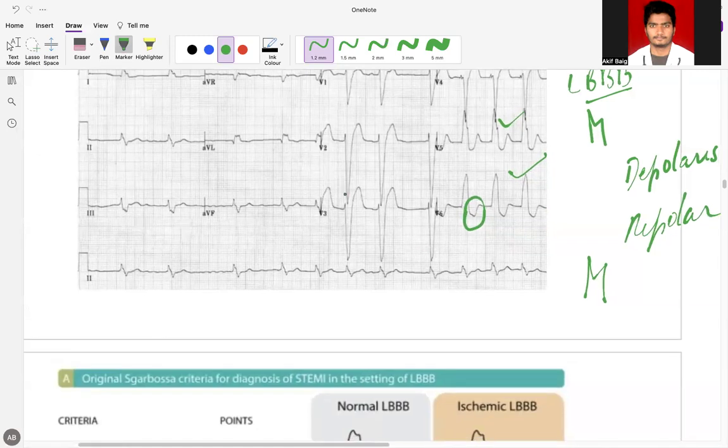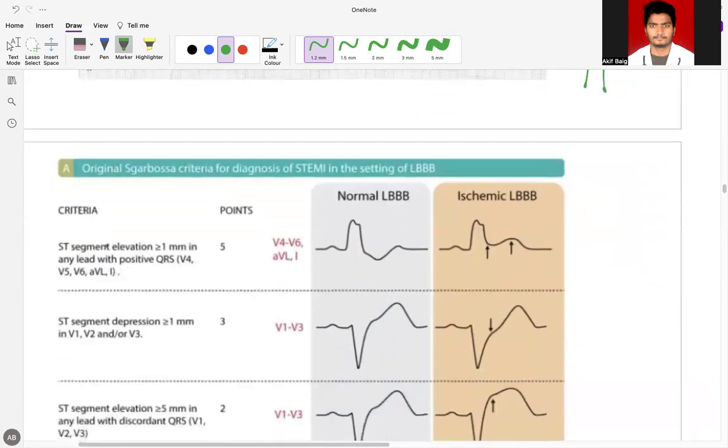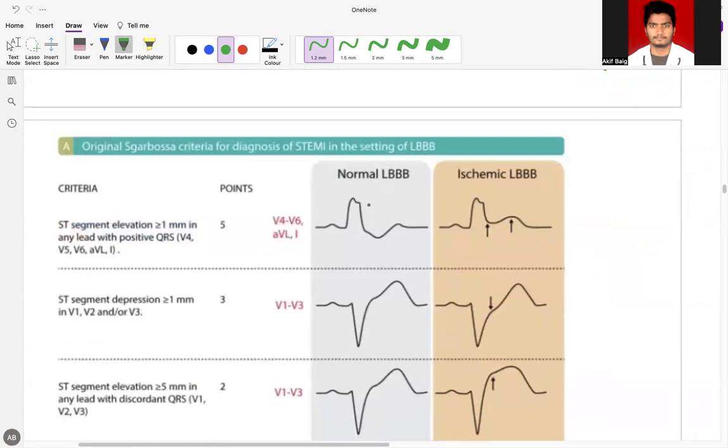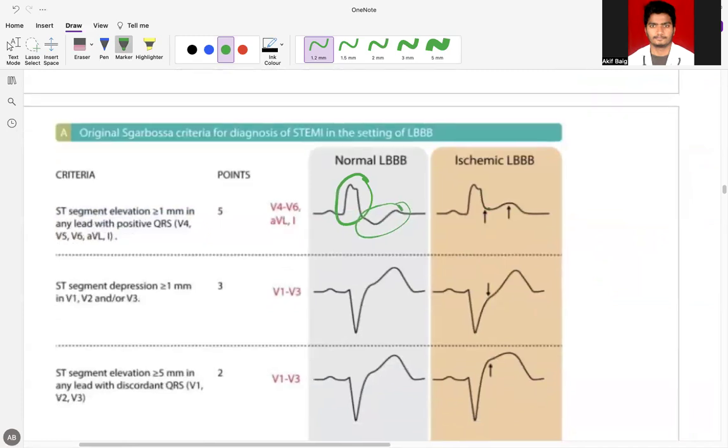To label them as ST elevation MI, the patient should fit the Sgarbossa criteria. As I said, if the QRS is dominant here, there will be discordant changes, that means ST and T will be in the opposite direction. Now, if in the same lead the patient has ST segment elevation, so the discordant changes have now turned into ST elevation, then it is suggestive of ischemic LBBB.